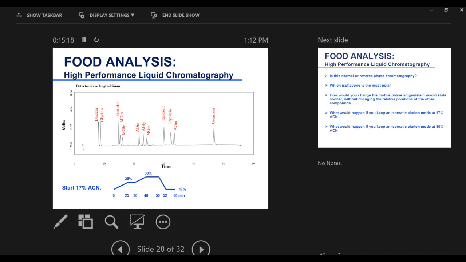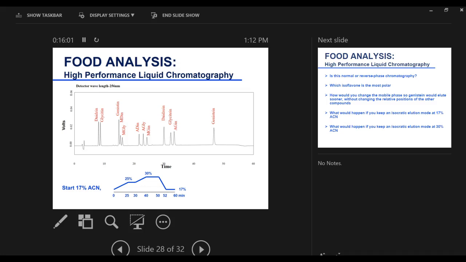So here, from 0 to 25 minutes, I'm increasing the acetonitrile concentration from 17 to 25%. I'm leaving it constant at 25% for 5 minutes. Then I'm increasing the concentration over 10 minutes to 30%, leaving it constant for 10 minutes at 30%, then decreasing it back to 17%, and leaving it there for the last 5 minutes to equilibrate back. Okay? And that's the separation I get. Very nice separation, sharp peaks, great.